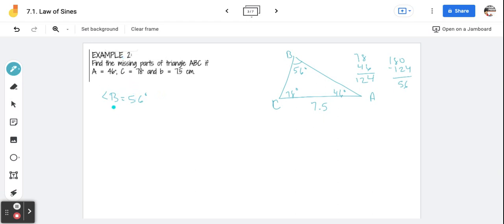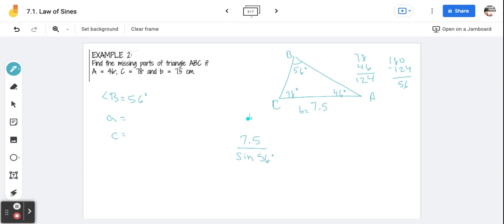All right, so I also have to find side A and side C, because I know side B. And that's all I've given. So I've been given 3 parts. I'll find the other 3 parts. Okay, so I know side B and I know angle B. So I'll start with B over the sine of B. So 7.5 over the sine of 56 degrees.